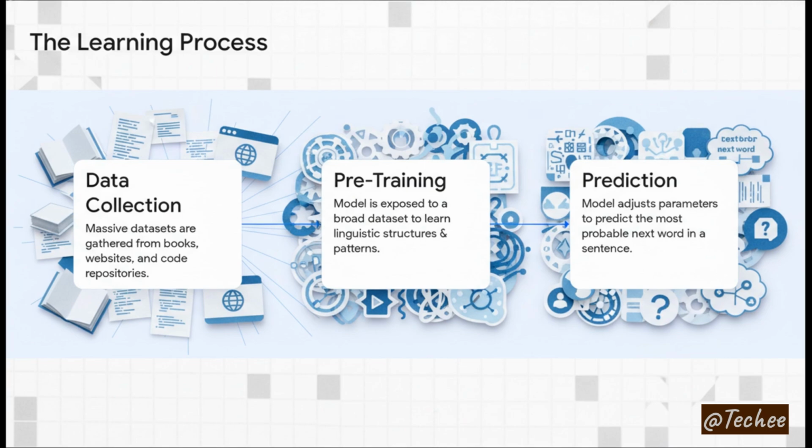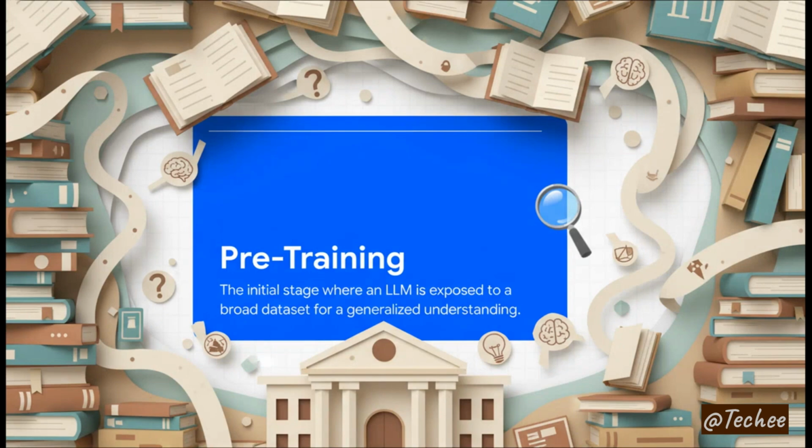This is where the model sifts through all that data to learn the rules, the patterns, and the relationships in language. And finally, it uses all that knowledge for its core task, prediction. At every single turn, it's just trying to make its best guess on the most probable next word in a sentence. Let's zero in on that pre-training step for a second.